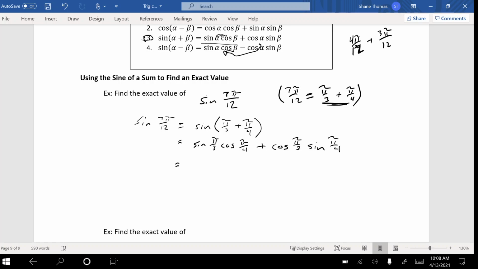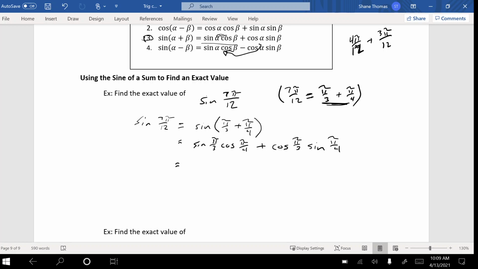I could do cosine of pi over 4, sine of pi over 3 for the first set. It doesn't matter there. But if you think of it, sine of two angles: sine of the first, cosine of the second, cosine of the first, sine of the second. I had to memorize these at one point.